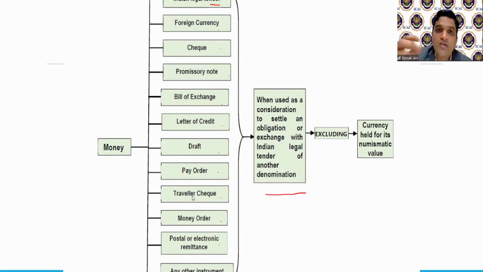It is a cheque or money order or foreign currency or Indian currency when used as a consideration to settle an obligation or exchanged with Indian legal tender of another denomination. If I give 100 rupee notes and you give me 10 rupee notes, that is still money itself because you're just doing an exchange transaction. Okay. So money is when you pay for a consideration or you do an exchange, but it excludes currency held for its numismatic value. मतलब जो भी currency, you're holding it for its numismatic value because it has some unique features, like the numbers are very unique or it has some relevance or it's an old note. When it is held for numismatic value, then you will not treat it as money because it carries a different value for itself.